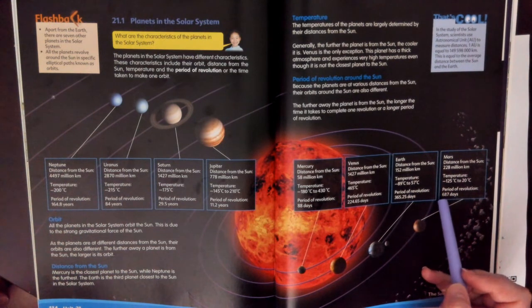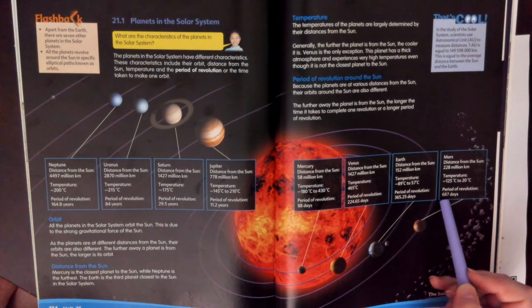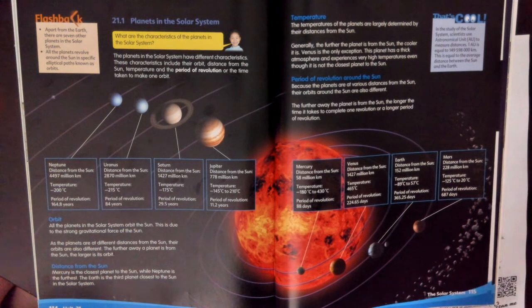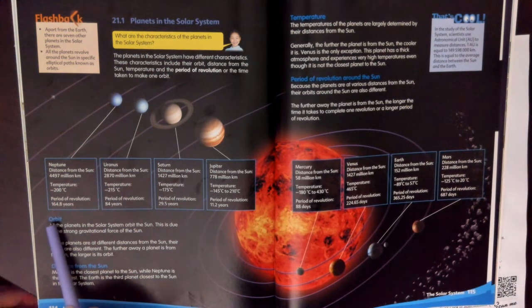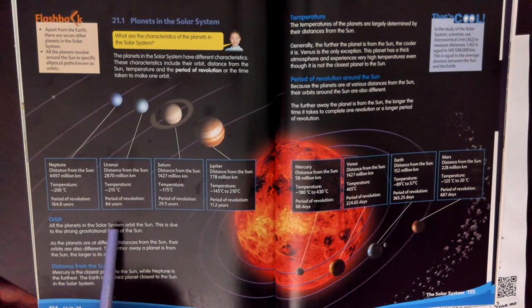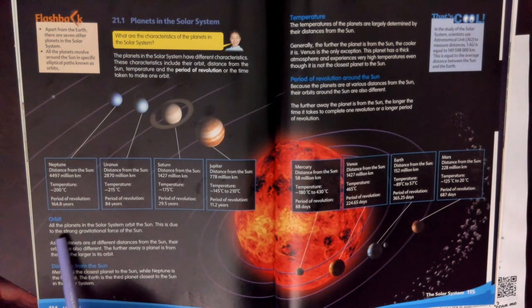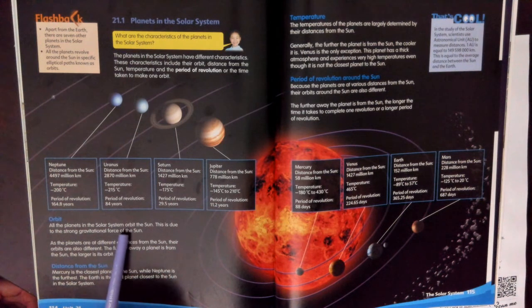Period of revolution, 687 days. So, just under 2 Earth years. Orbit. All the planets in the solar system orbit the Sun. This is due to the strong gravitational force of the Sun.